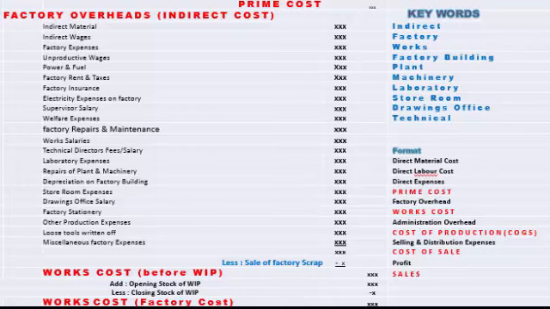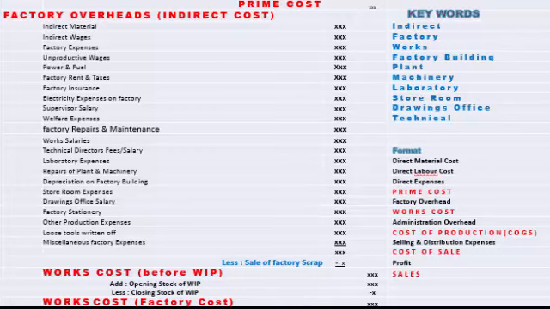Power and fuel, factory rent and taxes, factory insurance, electricity expenses on factory. Supervisor, where is he working? He is working in a factory. Welfare expenses, factory repairs and maintenance, works salary, technical director fee. Technical director, where is he working? He is working in a factory. If only director salary is there, then we call it administration expenses. Laboratory, again factory. Repairs to plant and machinery, depreciation on factory building, storeroom expenses, drawings office salary, factory stationery.